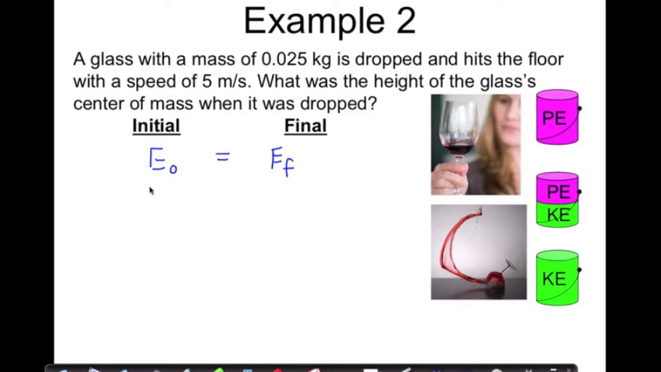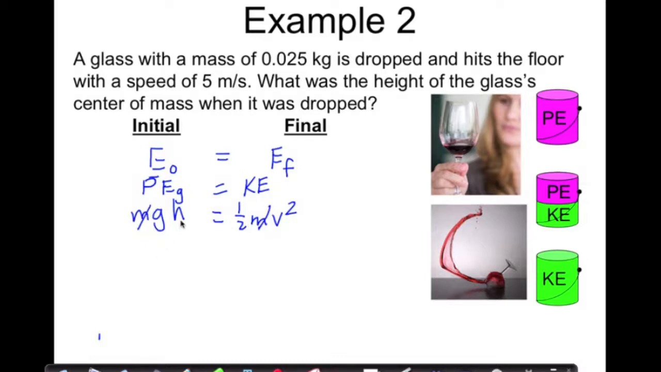And the type of energy we have initially is gravitational potential energy, which is going to equal kinetic energy. So mgh equals 1/2 mv squared. Well, you can see that our masses really didn't matter because mass cancels on both sides of the equation.